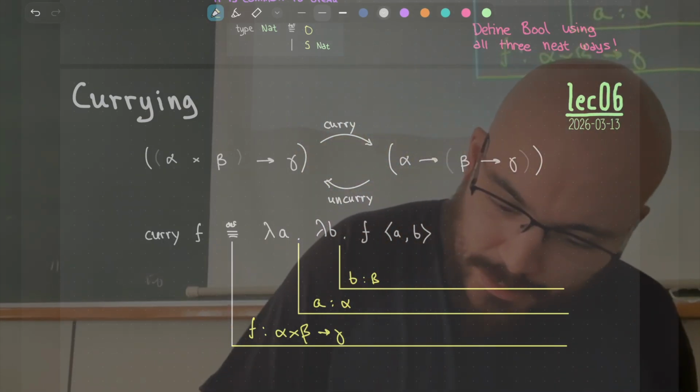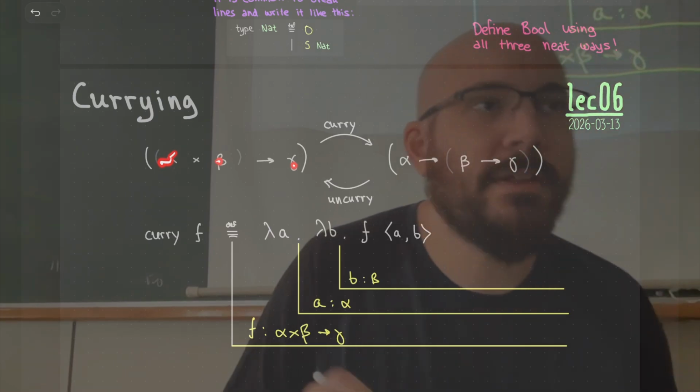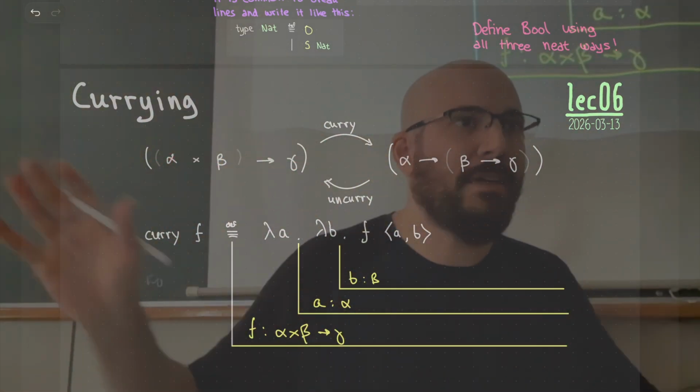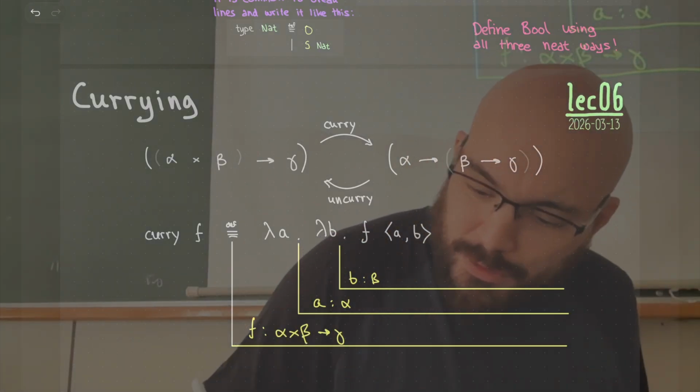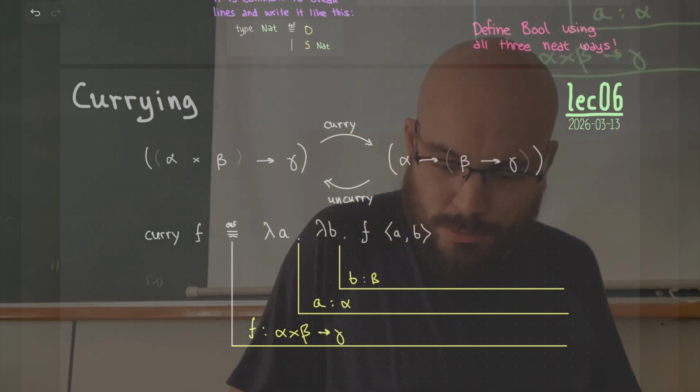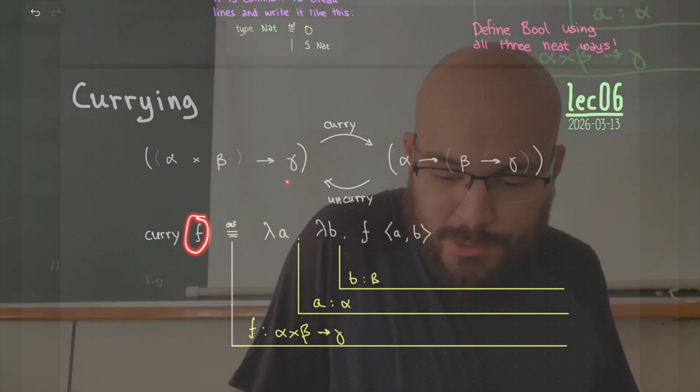Wait, these types, alpha, beta, gamma, right? They can be any type you like. Natural numbers, persons, functions from groups to whatever. It doesn't matter, any type. So this gamma here refers to this gamma here, right? So I know that my f will produce something of this type.